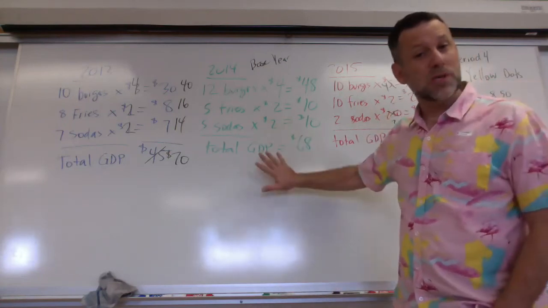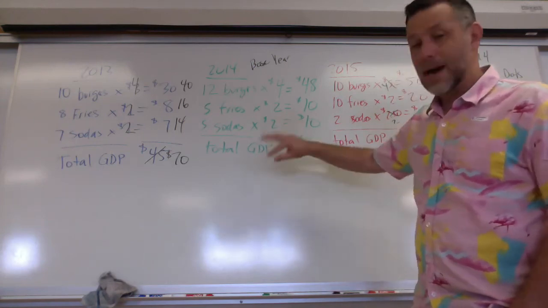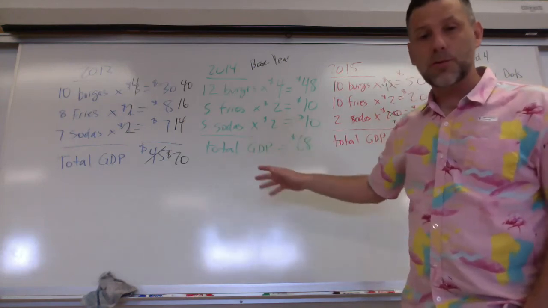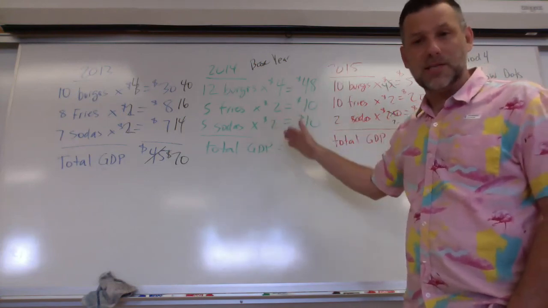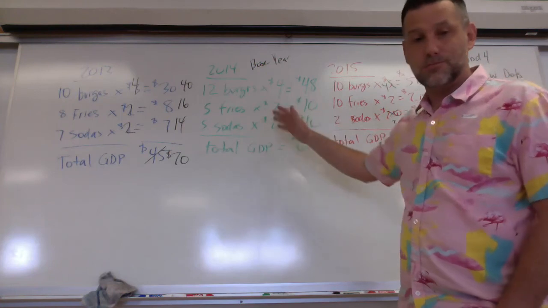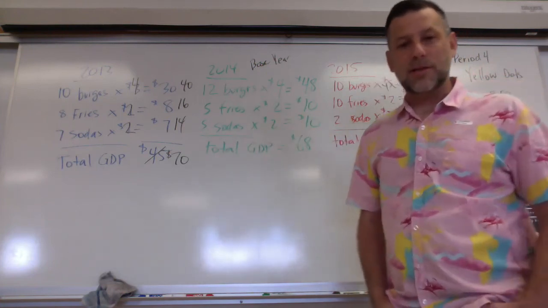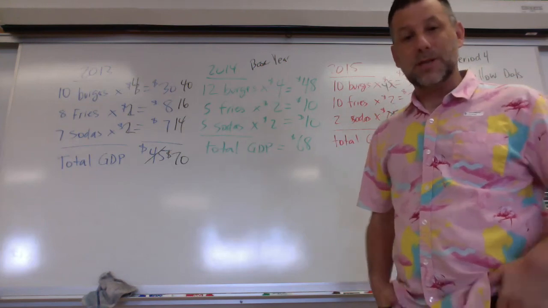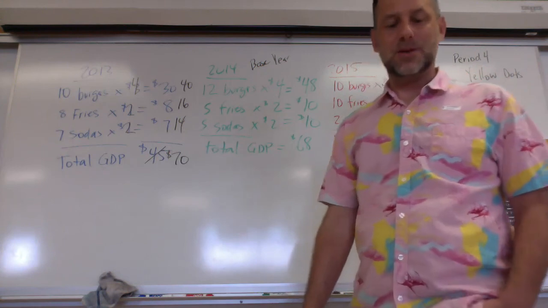But in a super simplified econ experiment, if we've only got 1 or 2 things and it's only 2 or 3 years, and we know what the base year is, we can just plug the base year's prices into the other year's production. All right, I'll see you guys in another video where we look at what we actually do in the real world, how we convert nominal GDP into real.